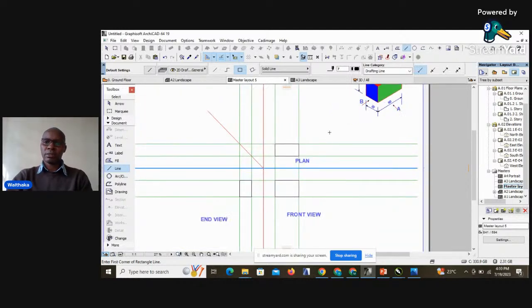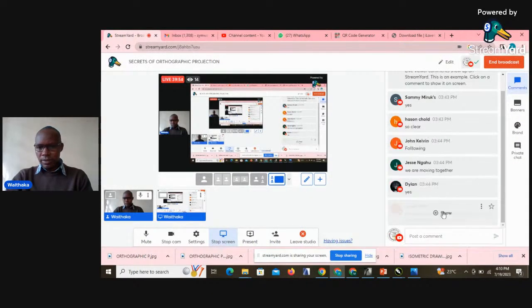Let me just pull down the screen so that I can see whether there are questions or comments that we need to respond to before we look at the example. So again, you can see there are no new comments. So I believe we are moving on well. Everybody is following. But in case of any question, just post a comment and we'll be able to respond to it.